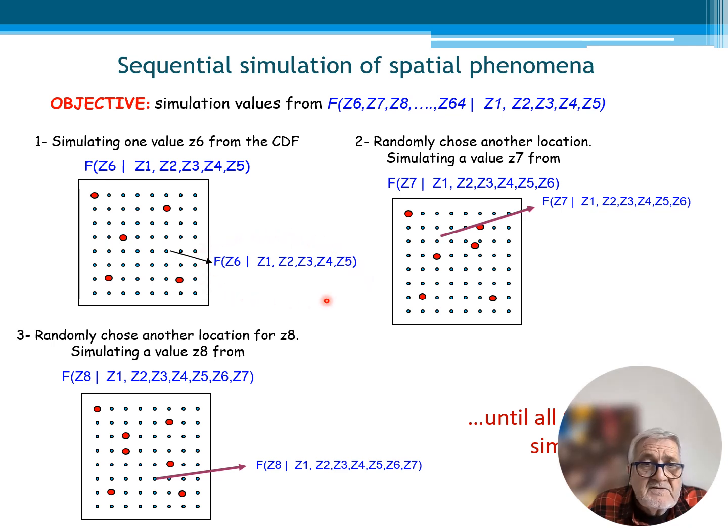Okay, if we obtain this conditional distribution, we generate one value, and here it is, and we get Z6. Now we are going to move and generate the other value, Z7, but conditioned to one more value, Z6. Z1, Z2, Z3, Z4, Z5, Z6. And so on. We move to another random location, Z8, and so on. That's the basic procedure of the simulation.